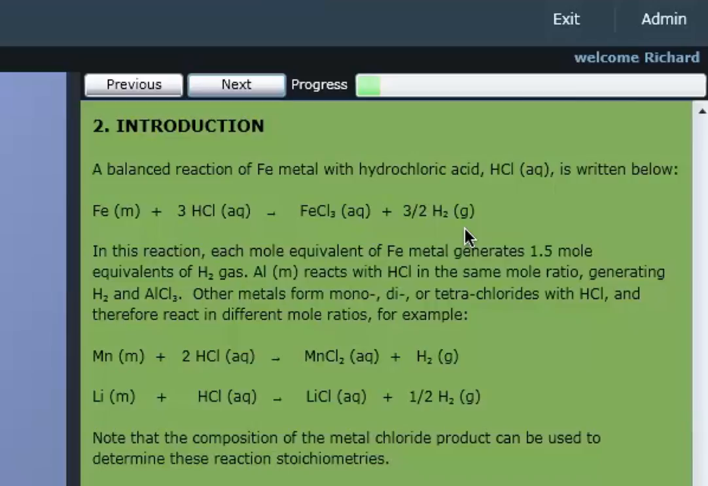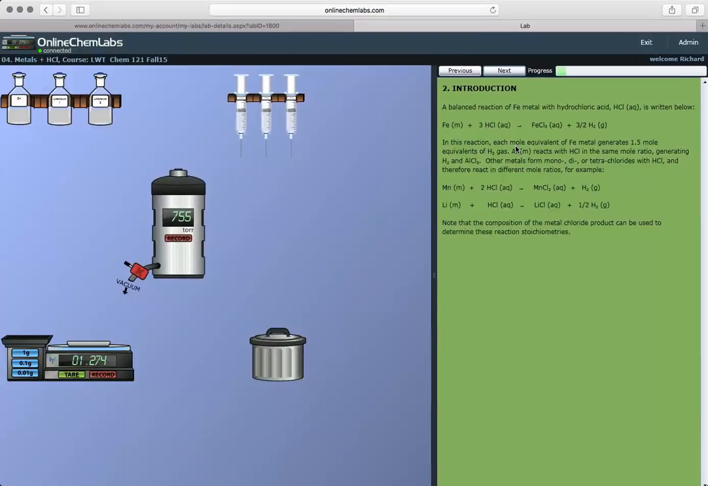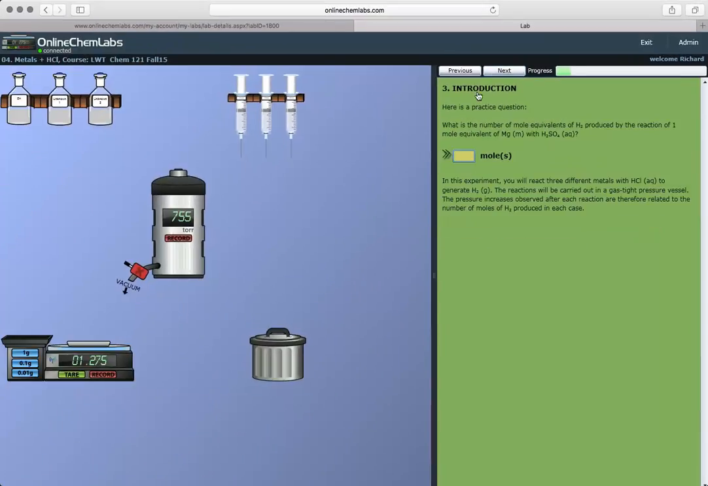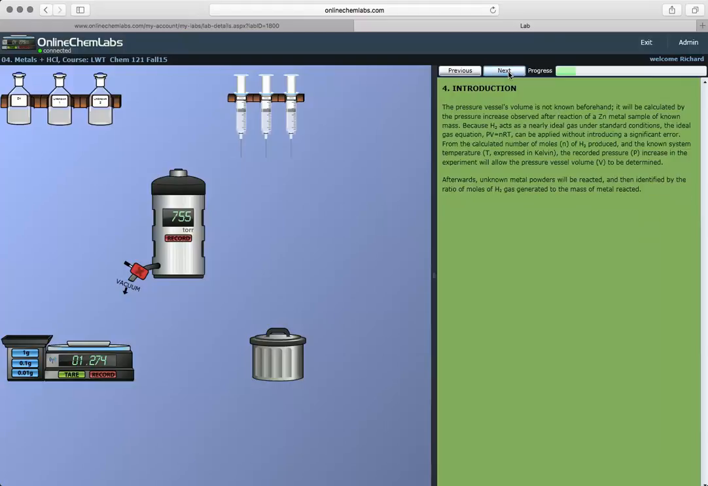A final thing you might notice is that this reads mole equivalent of iron. Mole equivalent just means moles. It's just a fancy way of saying the word moles that we use in class. To perform this lab, I'm going to skip this part for you, and you can do that yourself.